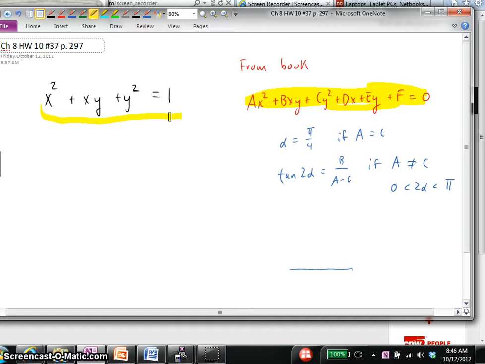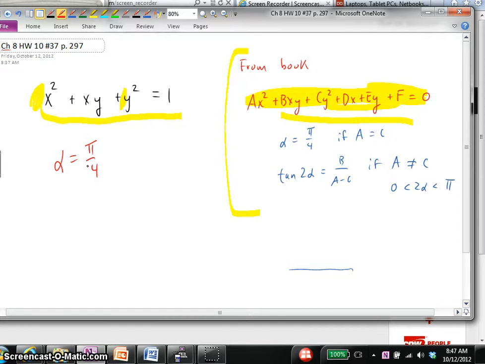So the first thing is, if we read the book, we see this information here. This equation is in this Ax² plus Bxy plus Cy² and so forth form. And it says the angle that we're looking for is pi over 4 if A is equal to C. And in this case, if we look at this, A is equal to C. So the angle that we're looking for is pi over 4. That's called the angle of inclination.